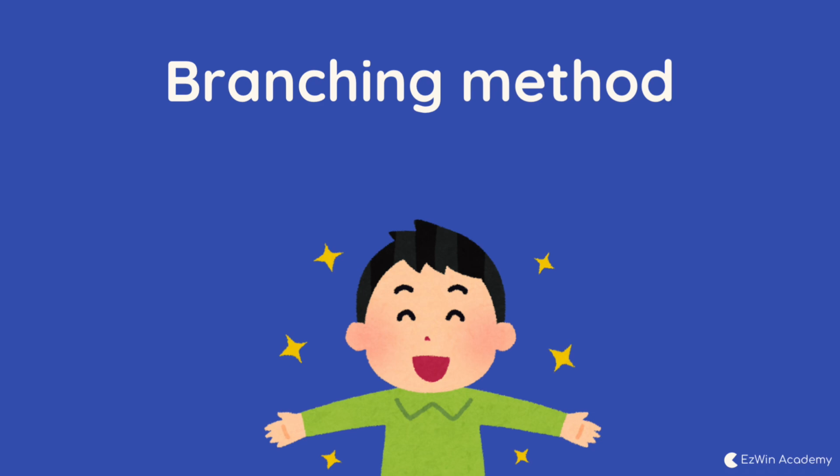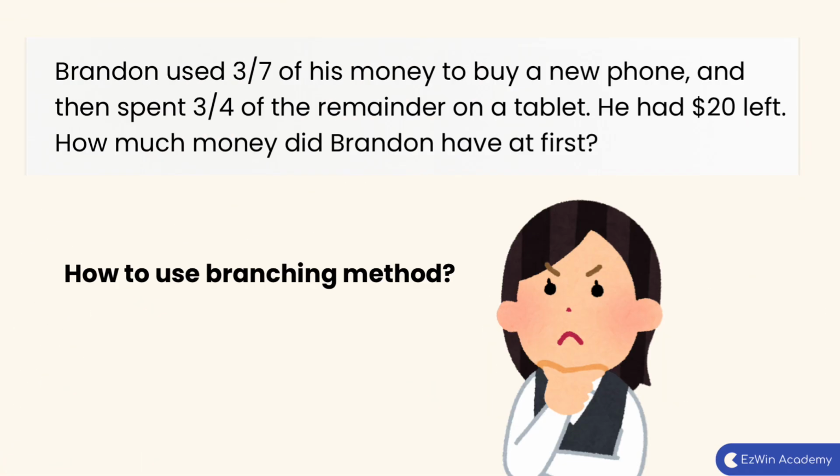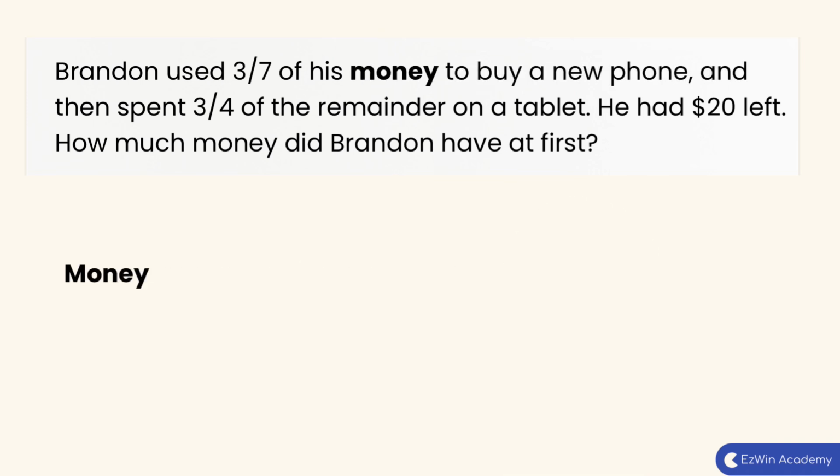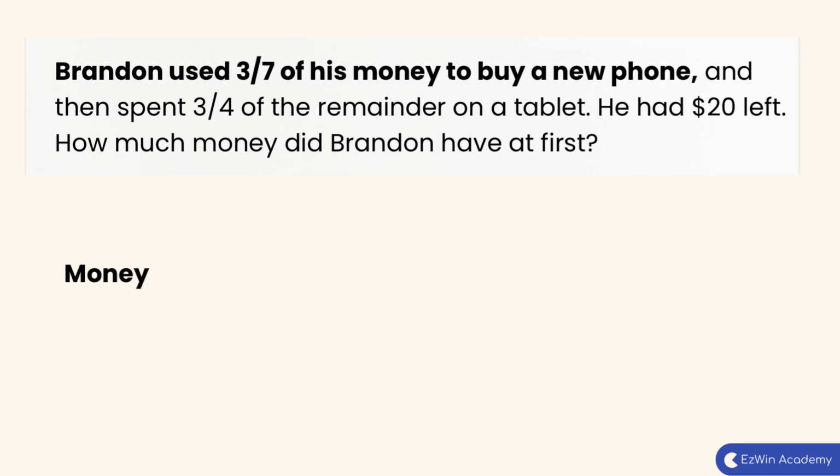How much money did Brandon have at first? We're going to use the branching method. To use the branching method, you will need to write down, for example in this question, money, because it represents the total money. In the first part of the question, it says Brandon used 3/7 of his money to buy a new phone. We're going to draw a little branch and add the fraction 3/7, and we're going to add in the word phone in brackets so we know what 3/7 means.